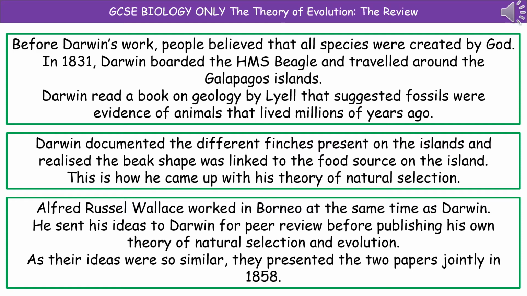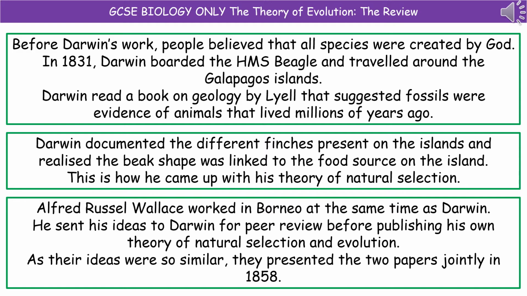For those of you doing GCSE biology, you do need to know a little bit about the theory of evolution. So hopefully we know that before Darwin's work, people believed that all species were created by God. But in 1831, Darwin got on board the HMS Beagle and travelled all around the Galapagos Islands. And he'd read a book on geology by Lyell that suggested fossils were evidence of animals that lived millions of years ago. And what Darwin did on his voyage was he documented the different types of finches present on the islands, and what he realised was that the shape of the beak was linked into the food source on the island, and this was how he came up with his theory of natural selection.